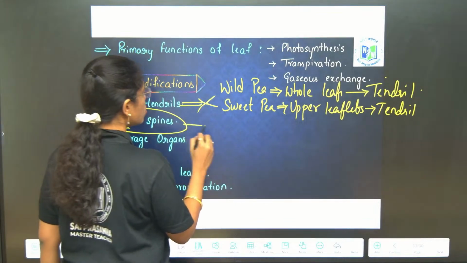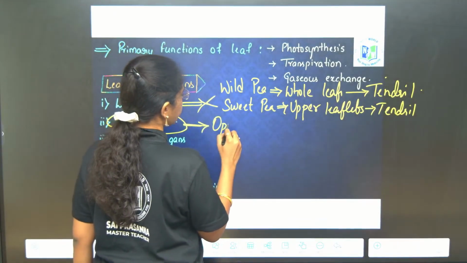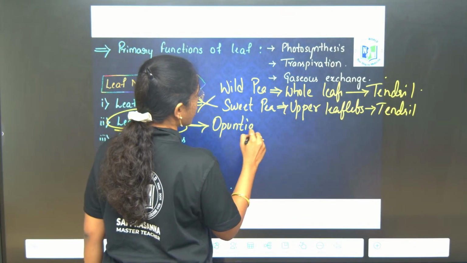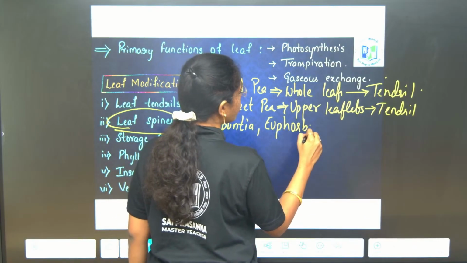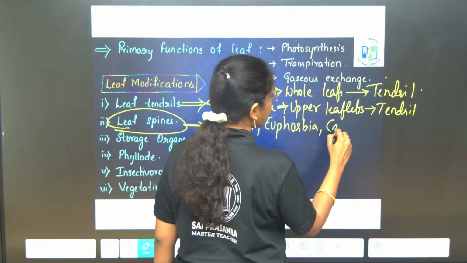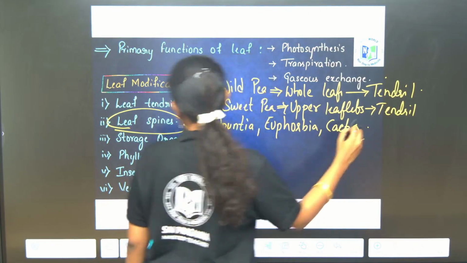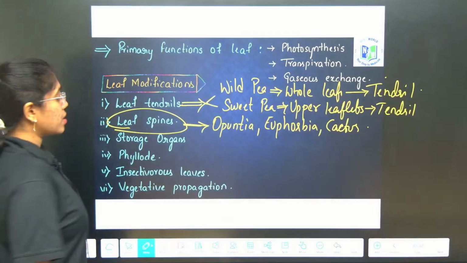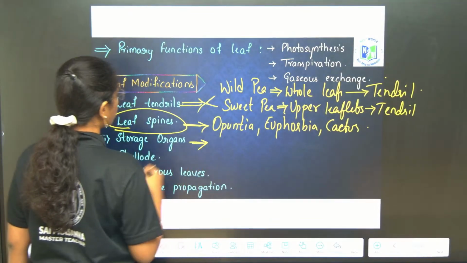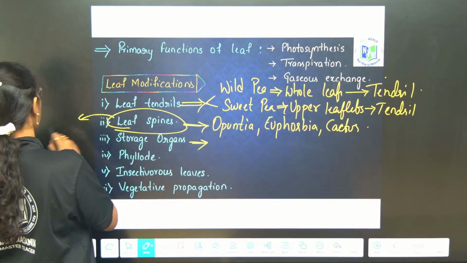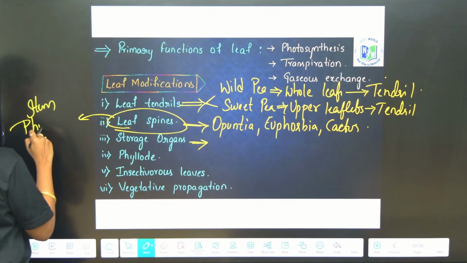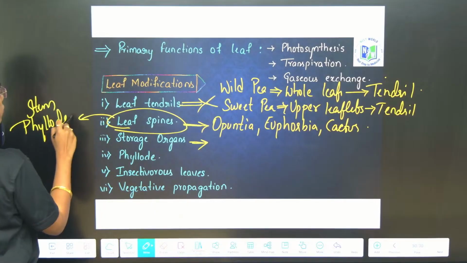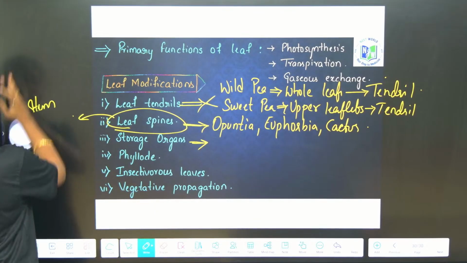And then leaf spines. You can see it in Opuntia, Euphorbia, and a few more examples we have seen, right? Cactus. Storage organs, bulb, underground stem modification. Here the parallel modification for stem is what? Phylloclade.